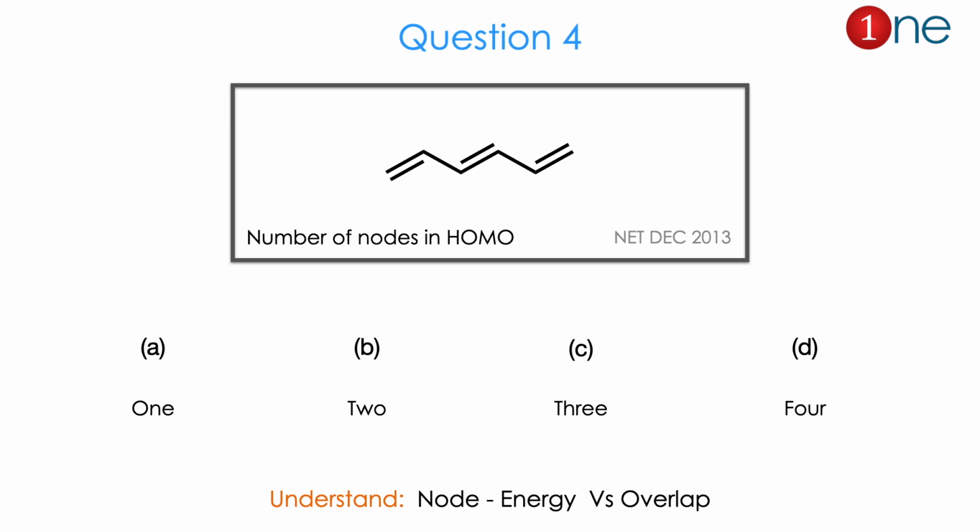From the structure and possible choices you might realize the question is really about nodes. Node means energy states versus overlapping. The answer is B. Let us see how.